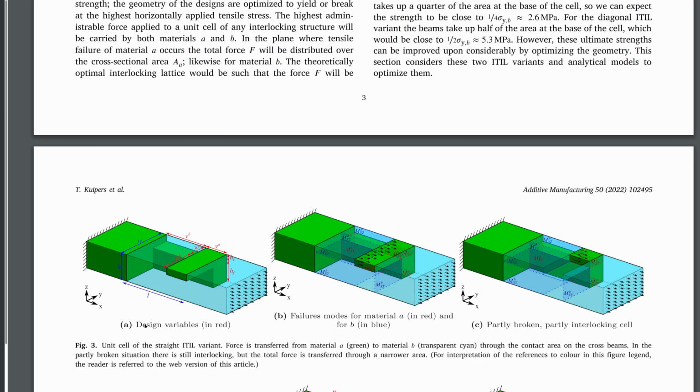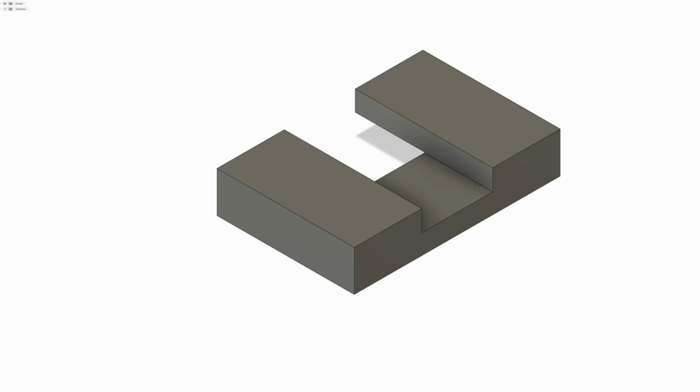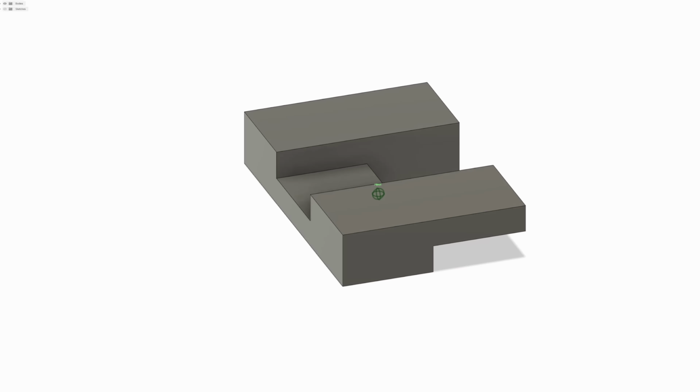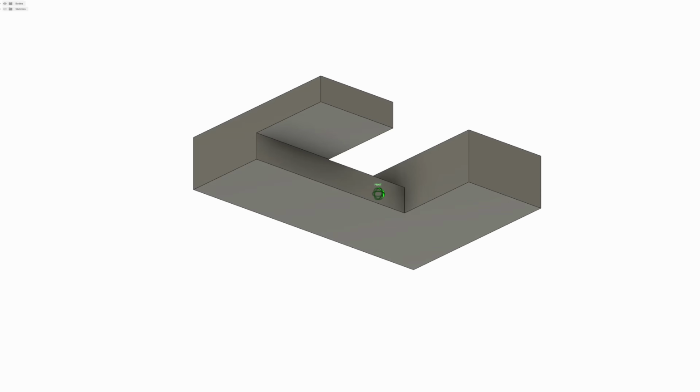This block is what the paper calls a unit cell of an ITIL structure. We already covered ITIL, it's the abbreviation of the title of the paper. It's the long name for interlocking. The unit cells can come in two variants, and hopefully I'll be able to show you that they are ultimately topologically the same. Or at least I've convinced myself of that.